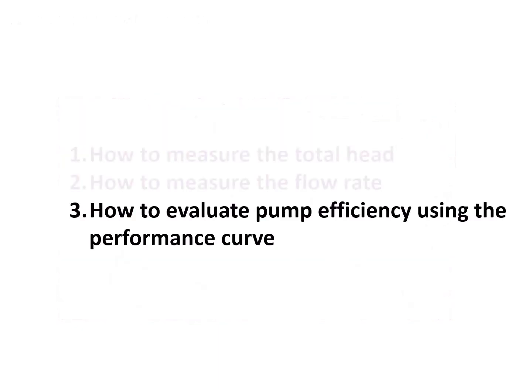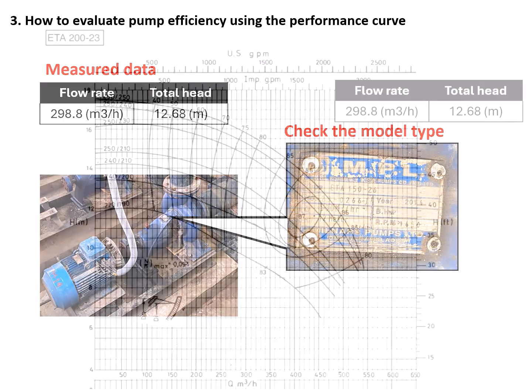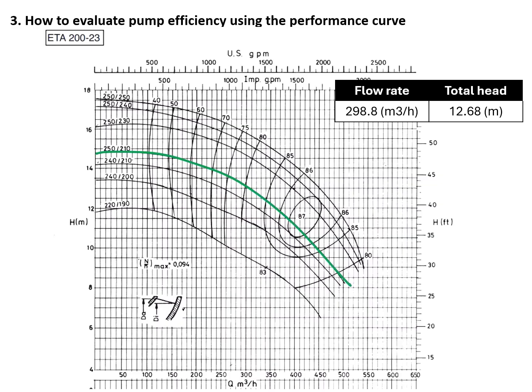Finally, how to evaluate pump efficiency using the performance curve. To evaluate pump performance, the necessary data is the total head and flow rate which were collected in the previous process. Additionally, the performance curve should be obtained from the manufacturer's data sheet. Check the model type on the pump to get the performance curve. Here, total head is 12.68 meters, flow rate is 298.8 cubic meters per hour.